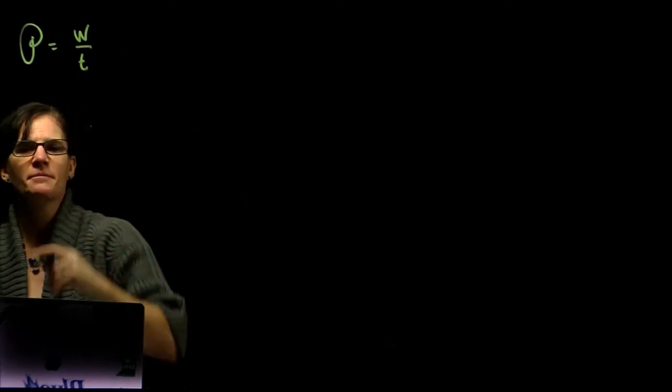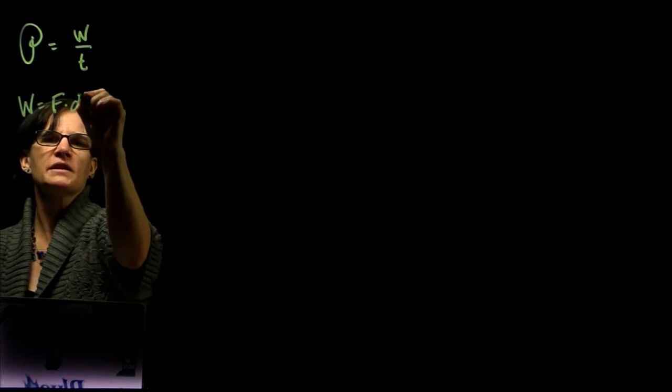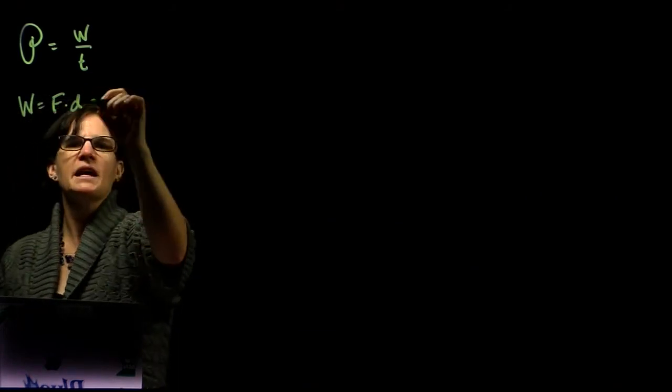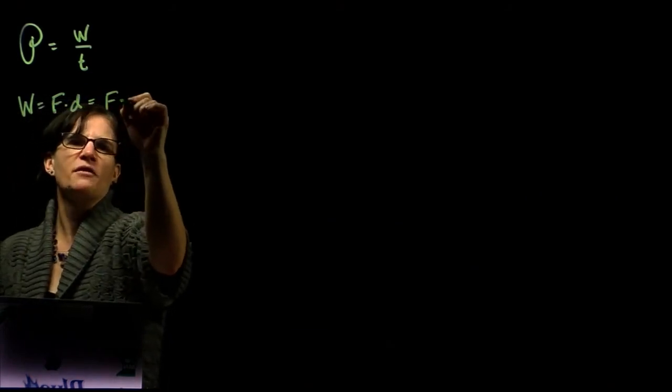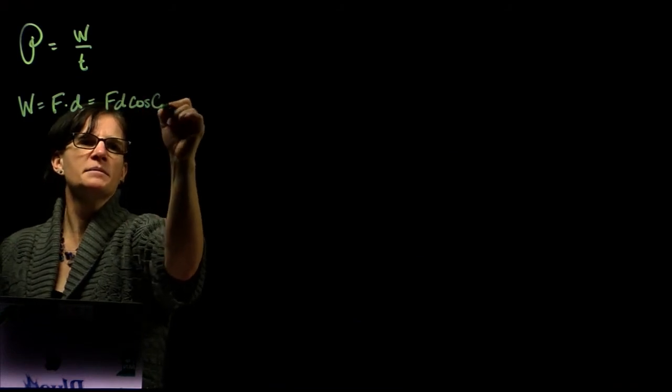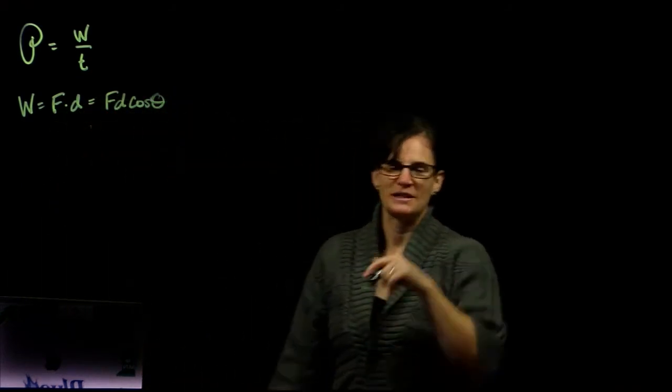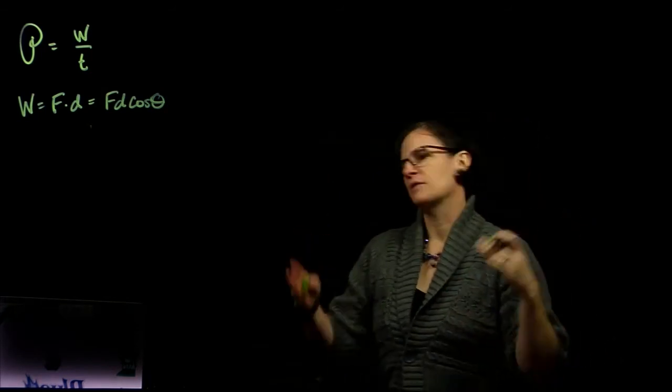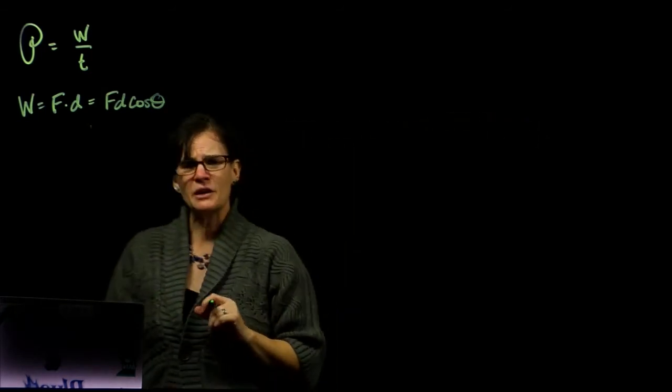Okay, so we'll do a couple quick examples utilizing this idea of power in its most simple form. Remember, power is equal to the work per time. And we've also learned that work is the dot product between force and displacement, which is often written as the force times the displacement times the cosine of the angle, where the displacement is the magnitude of that displacement.